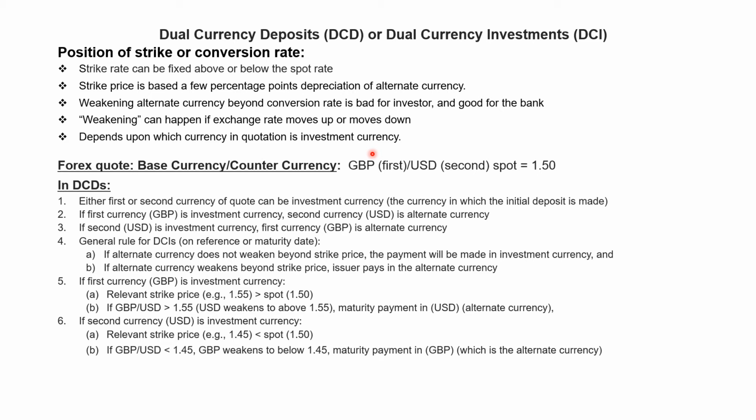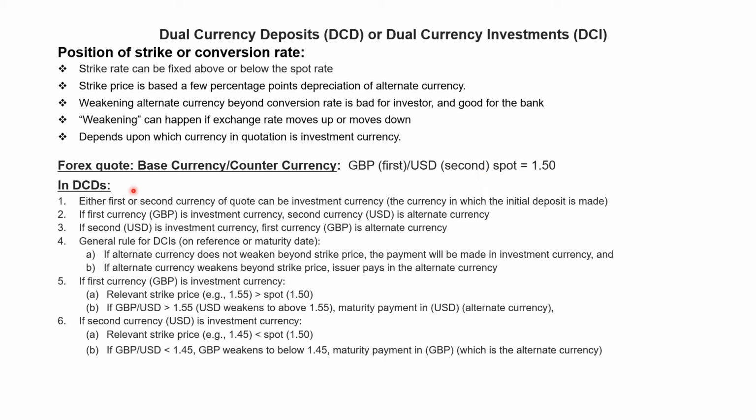As we know, a forex quote has a base currency, which is the first listed currency, and a counter currency, the second currency. However, we will use the terms first and the second currency in our discussion. This is because the term base currency is often used in DCDs to denote the investment currency or the placement currency, also known as the original currency. Let's take the case of GBP USD. The quote is GBP USD spot is 1.50. Here GBP is the first currency and USD is the second currency.